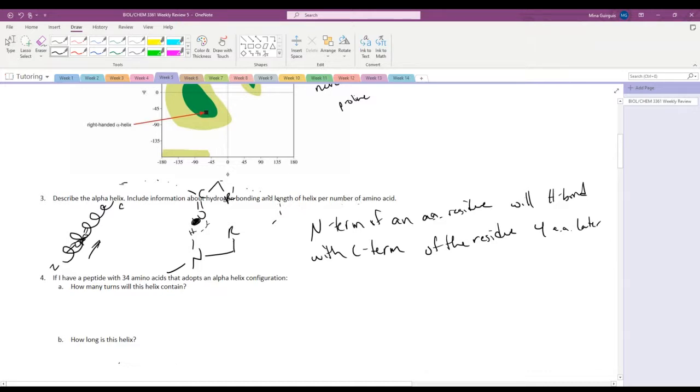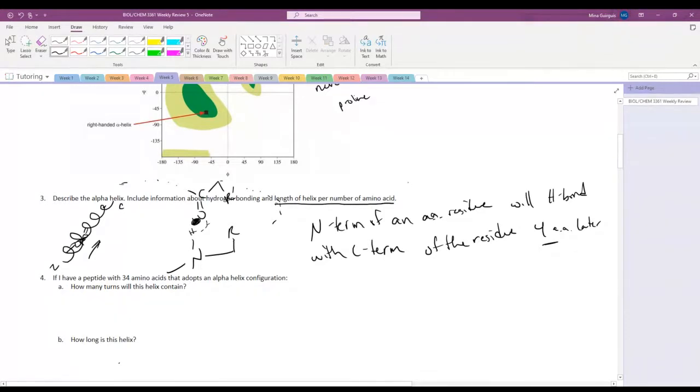Length of helix per number of amino acid. This is what you're really being tested on. So there are, I'm trying to think to make sure I get these, three numbers that most people will memorize. You only have to memorize two. I'm going to give you all three just in case you need them, okay? So the number of amino acids per turn is about 4.